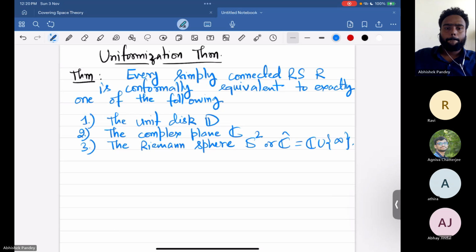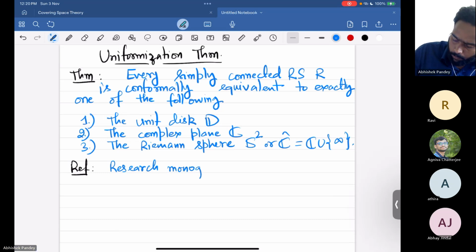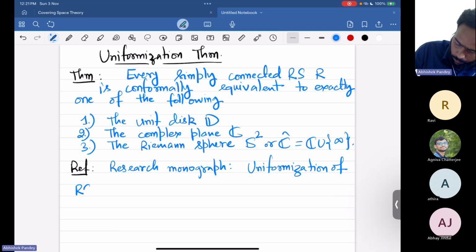Okay. I should provide a reference. There's a research monograph on the history of this, and the work of Poincare and Koebe regarding the proof of this uniformization theorem of Riemann surfaces.